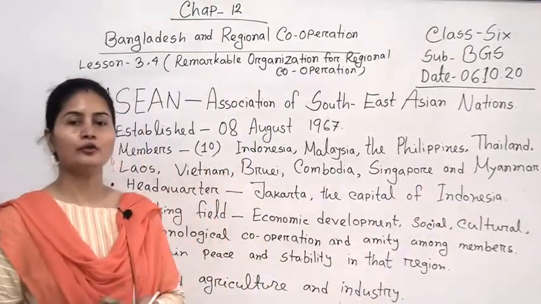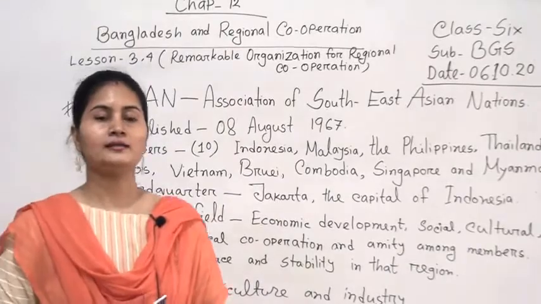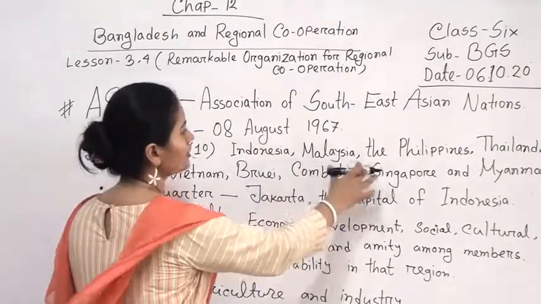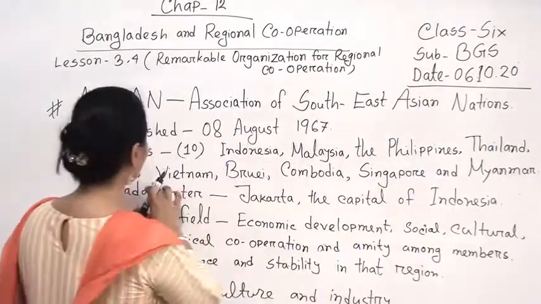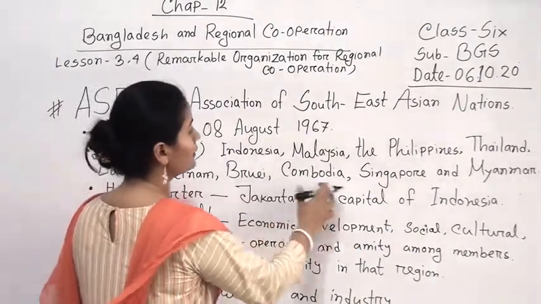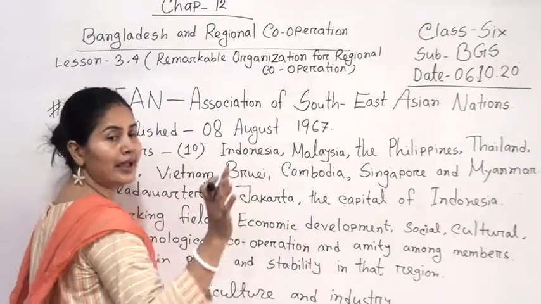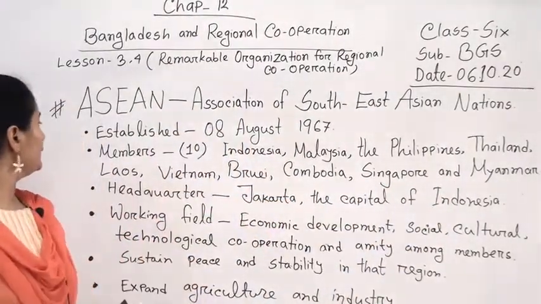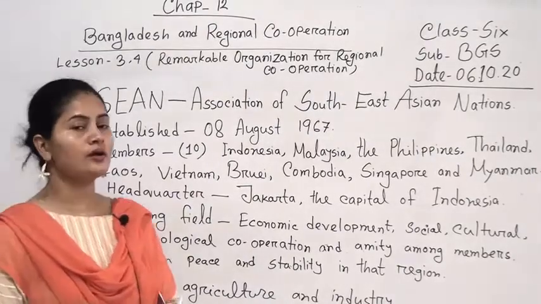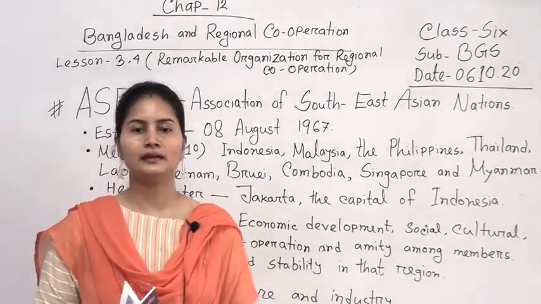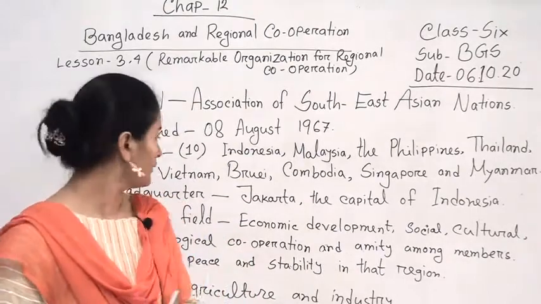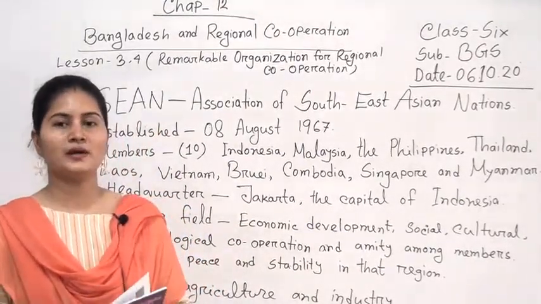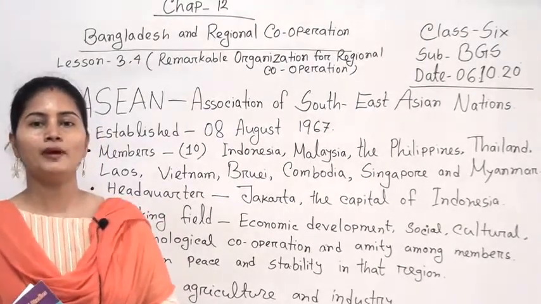You have to write in your book that ASEAN has 10 members and they are Indonesia, Malaysia, Philippines, Thailand, Laos, Vietnam, Brunei, Cambodia. You have to add the names of Singapore and Myanmar. So there are 10 members and the headquarters of ASEAN is Jakarta, the capital city of Indonesia. Now we will discuss the goals and purposes of ASEAN, that means the working field of ASEAN.